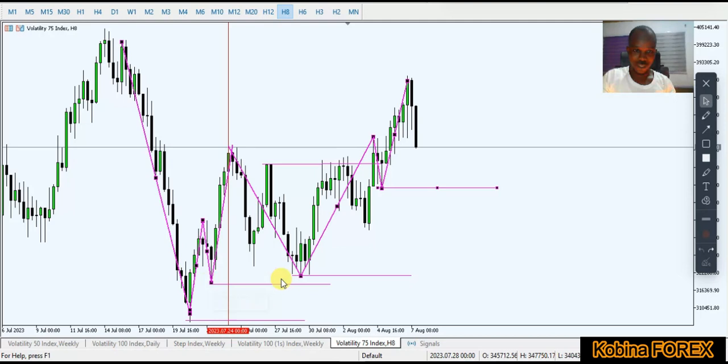So look at the lows. The current lows that are formed are higher than the previous lows. So this is higher than this. This is also higher than this. This is higher than this. This is higher than this. This is also higher than this.